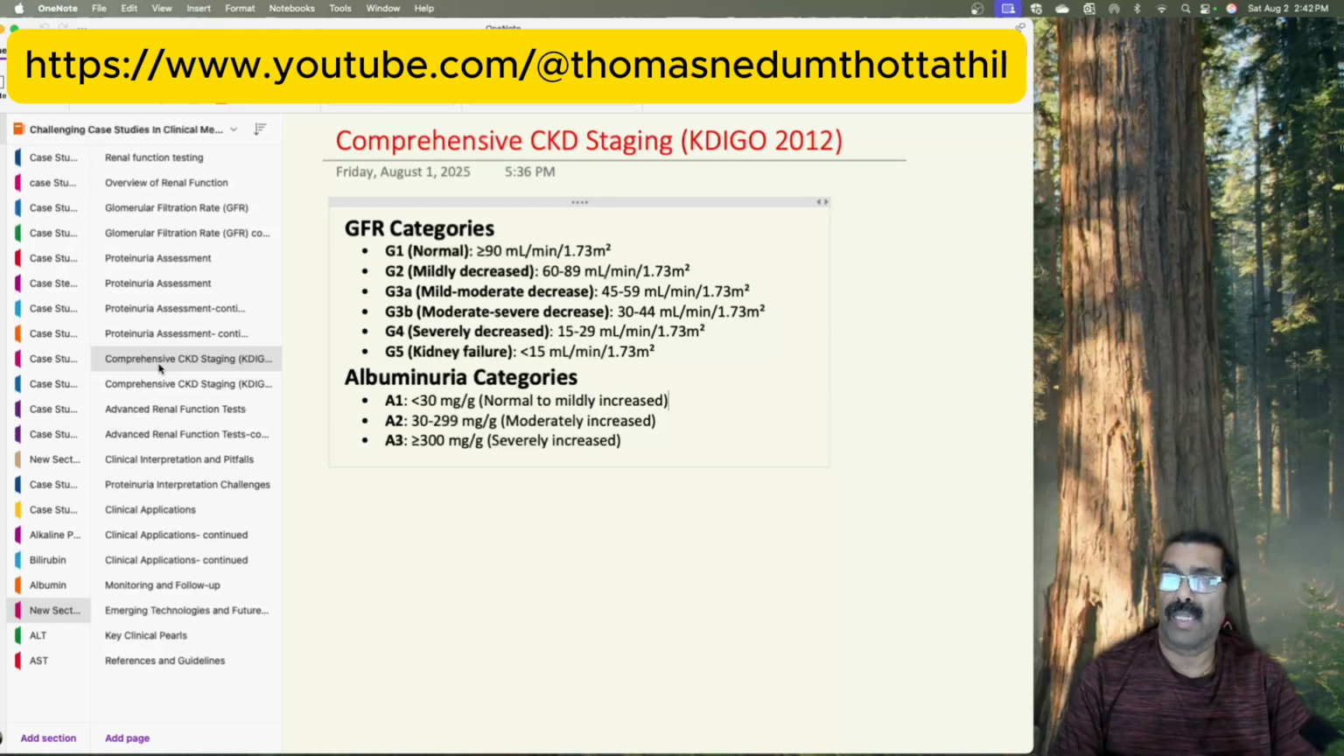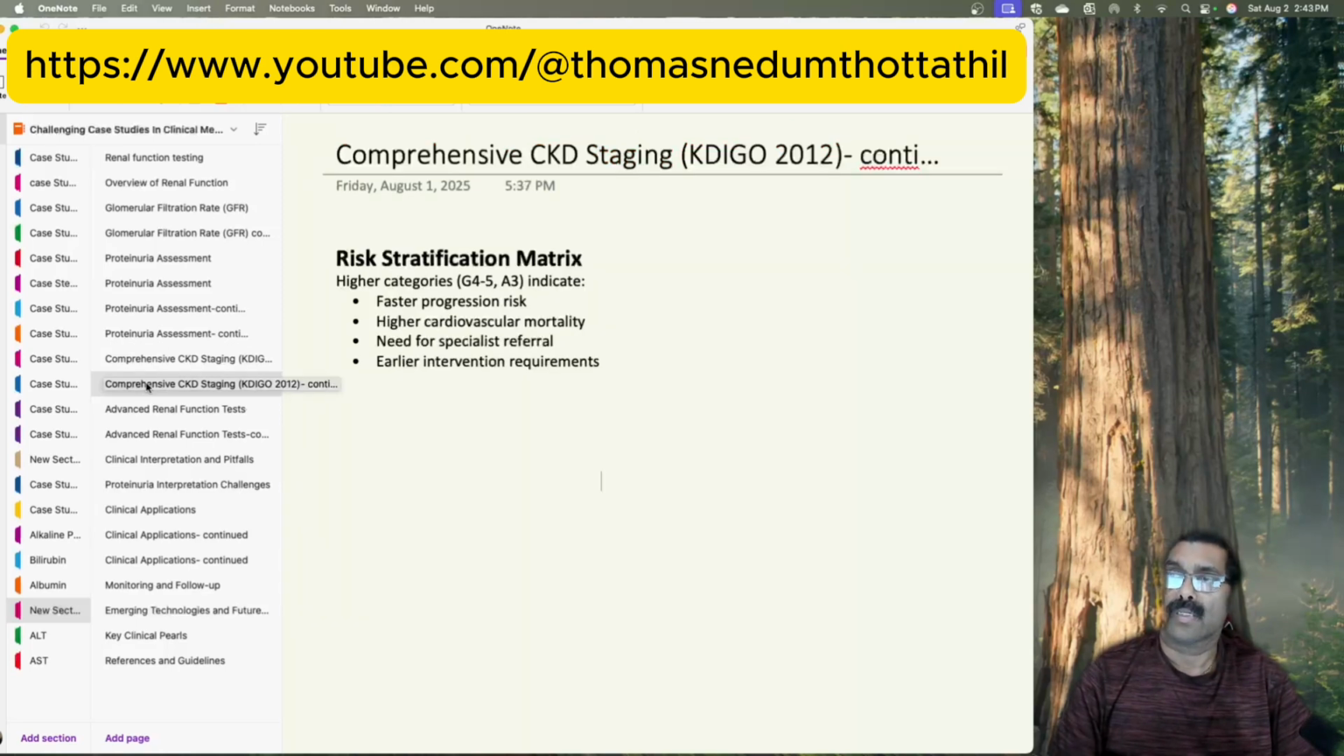Albuminuria categories: A1 less than 30 milligram per gram, normal to mildly increased. A2 30 to 299 milligram per gram, moderately increased. And A3 more than or equal to 300 milligram per gram, severely increased. Risk stratification metrics. Higher categories including G4 and G5 as well as A3 indicate faster progression risk, higher cardiovascular mortality, need for specialist referral, and earlier intervention requirements.